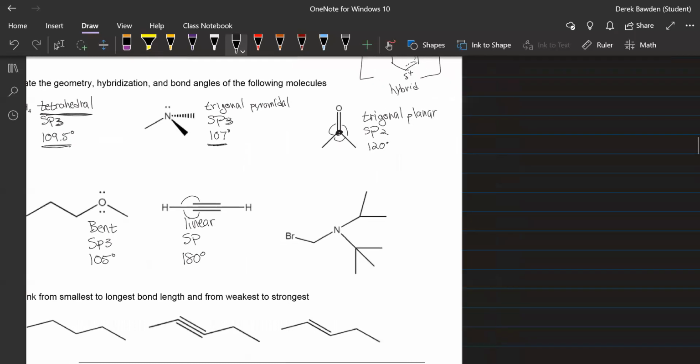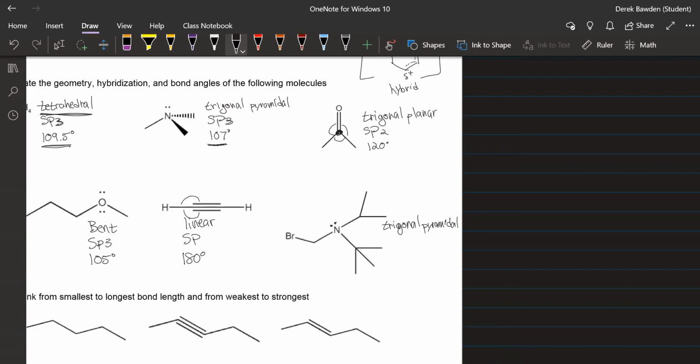Awesome. Now let's talk about this nitrogen right here. First of all, is there a set of lone pairs on that nitrogen or no? Yes. Nitrogen wants 5 electrons and only shows the 3 that it has in the bonds, so we need to add a lone pair. So 3 bonds and 1 lone pair, what does that give us? Trigonal pyramidal.